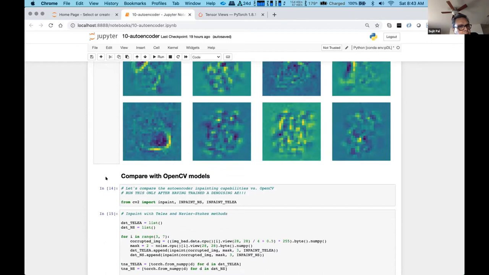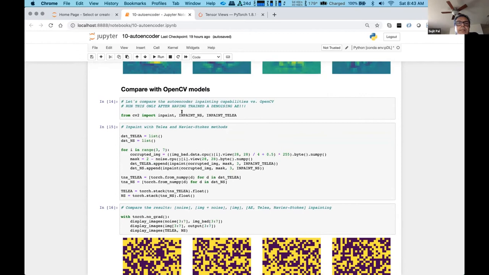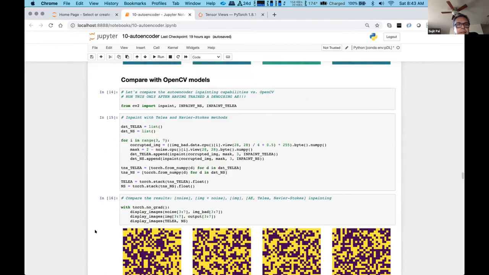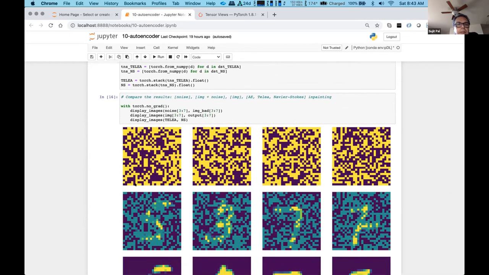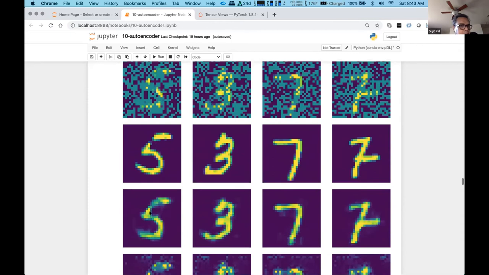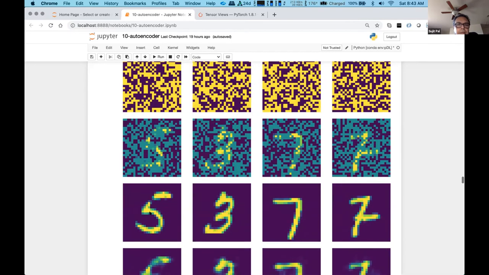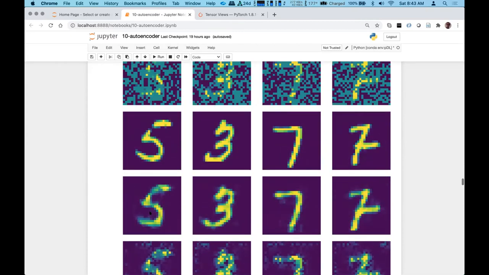And then he compares with OpenCV models. He's taking two of them, one is InPaint NS and the other InPaint Telea. And he does the exact same thing here. He creates, let's see what these are, display images noise, image bad. So this is the noise template that he creates. He adds it to the image here and creates this noisy image. And here is the output that he produces, right? I wish he would have done it a little differently so we could see it contiguously.